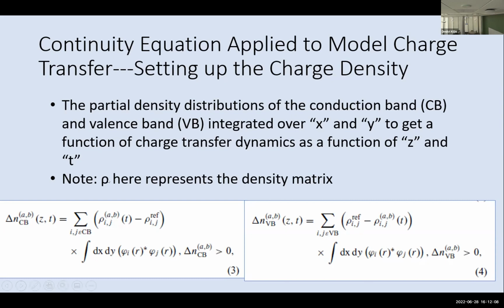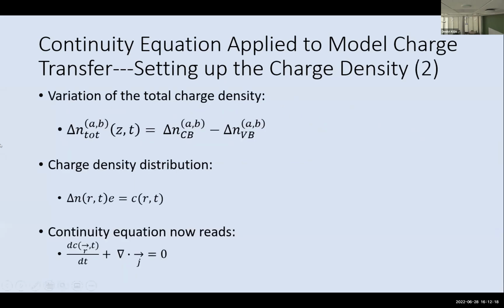So that was good. Also, this row here is more like the density matrix that we saw from previous days last week. From there, once we have this partial density of our conduction band and our valence band, we have the difference of those to get our total charge density. We multiply that by the Coulomb electron charge, I think, and then we have the charge distribution that we'll put into our continuity equation.